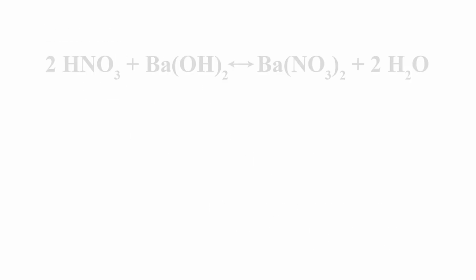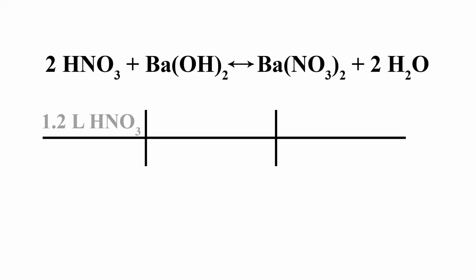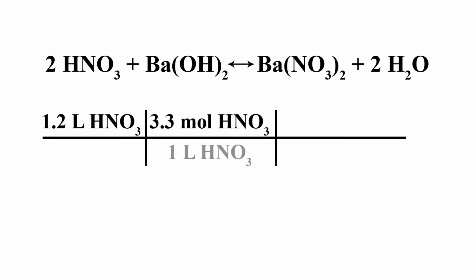As you can see, 2 moles of nitric acid and 1 mole of barium hydroxide react together to form 1 mole of barium nitrate and 2 moles of water. Now that we have all of the information and the balanced equation, we can apply all of the elements to our stoichiometry. 1.2 liters of nitric acid, which is 3.3 moles per liter in concentration.